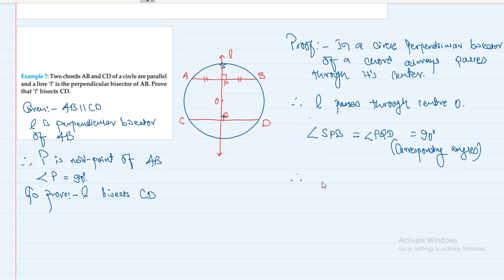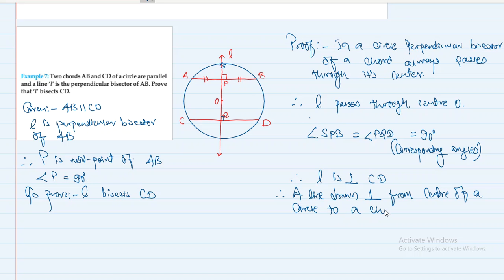Therefore, we can say that L is perpendicular to CD, and therefore a line drawn perpendicular from the center of a circle to a chord bisects it. Right? L is passing through the center, and we know that L is perpendicular to CD because angle P is equal to angle Q, corresponding angles.